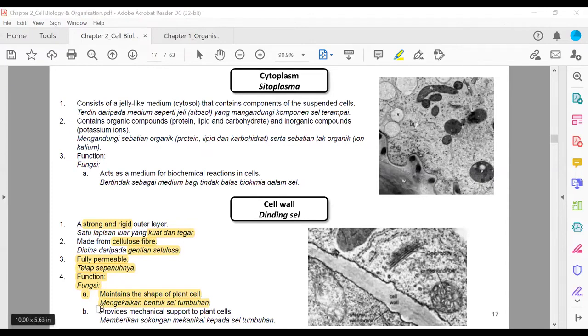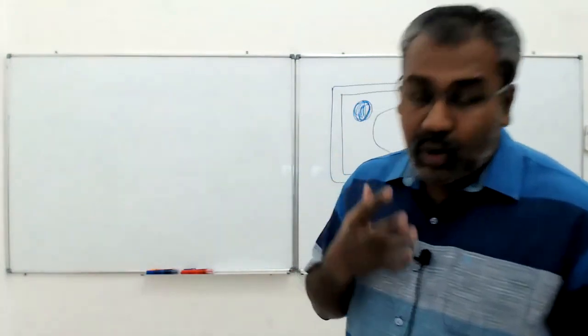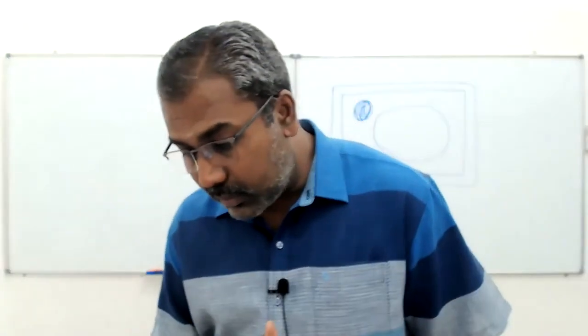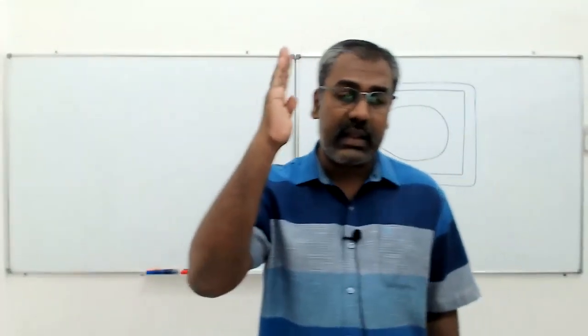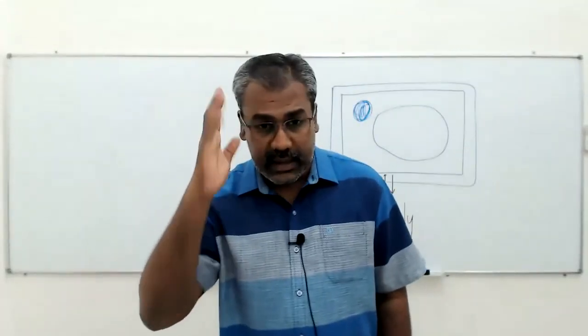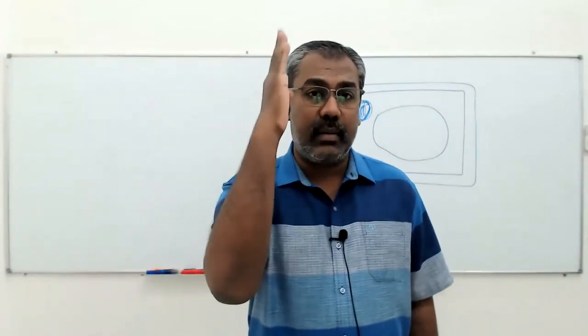Function kedua, provides mechanical support to plant cells, memberikan sokongan mechanical kepada sel tumbuhan. Provides mechanical support to plant cells. Apa maksud dia? Memberikan sokongan mechanical kepada sel tumbuhan. Okay, let me explain that. What does that mean? Provide mechanical support ataupun memberikan sokongan mechanical bermaksud ianya membolehkan pokok itu berdiri dengan tegak. It enables the plant to stand upright.